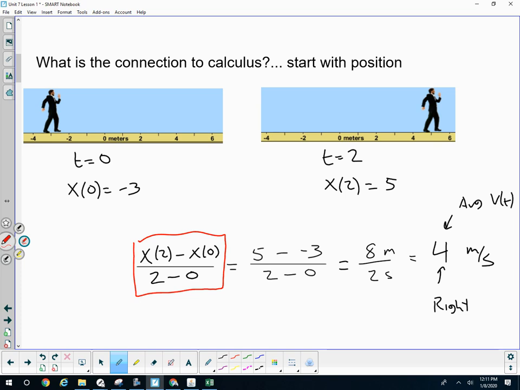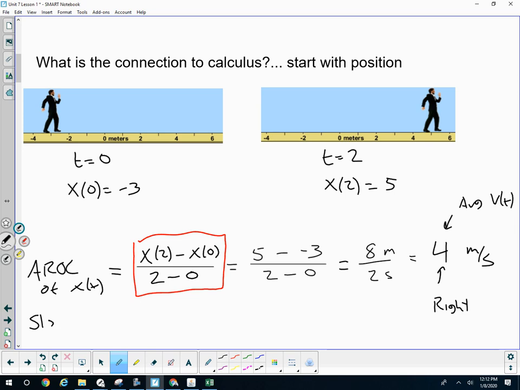Slope. It's a slope formula. It's a y2 minus a y1 over an x2 minus an x1. I heard it's an average rate of change. It's a slope of a secant line. I love this. Average rate of change of x gave me an average v.